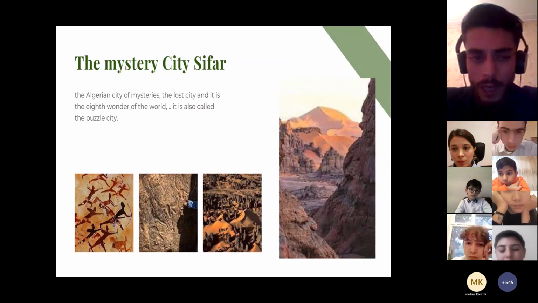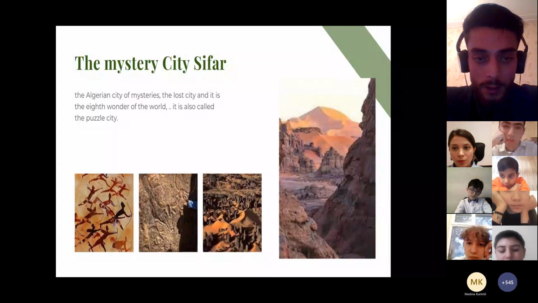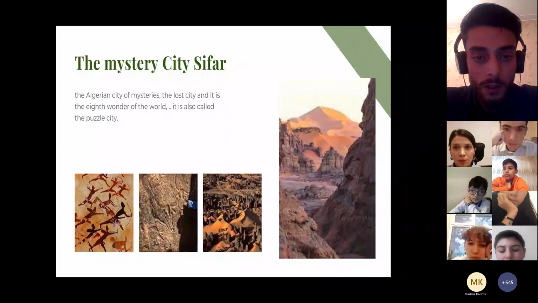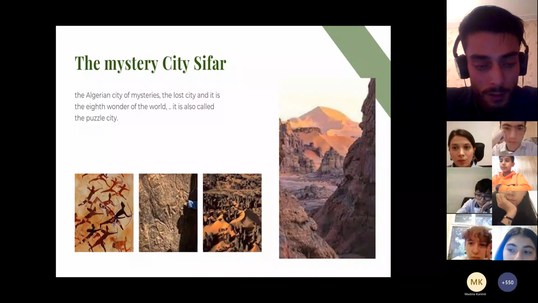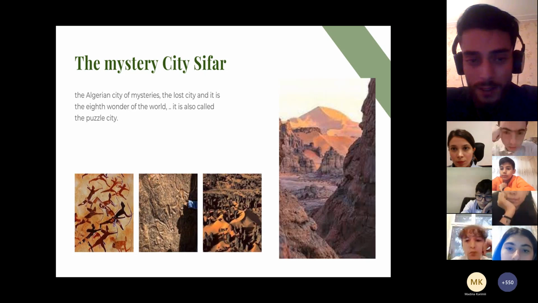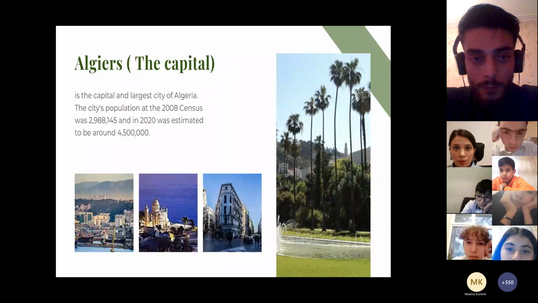Now we have the mystery city Sifar, which scientists all around the world are still investigating. It's the lost city, as they are calling it, and the 18th wonder, the most wondering place in the world now. It's called the puzzle city. As you are seeing here, these ruins or fingerprints of people who were living here in the far past. It's also worth visiting.